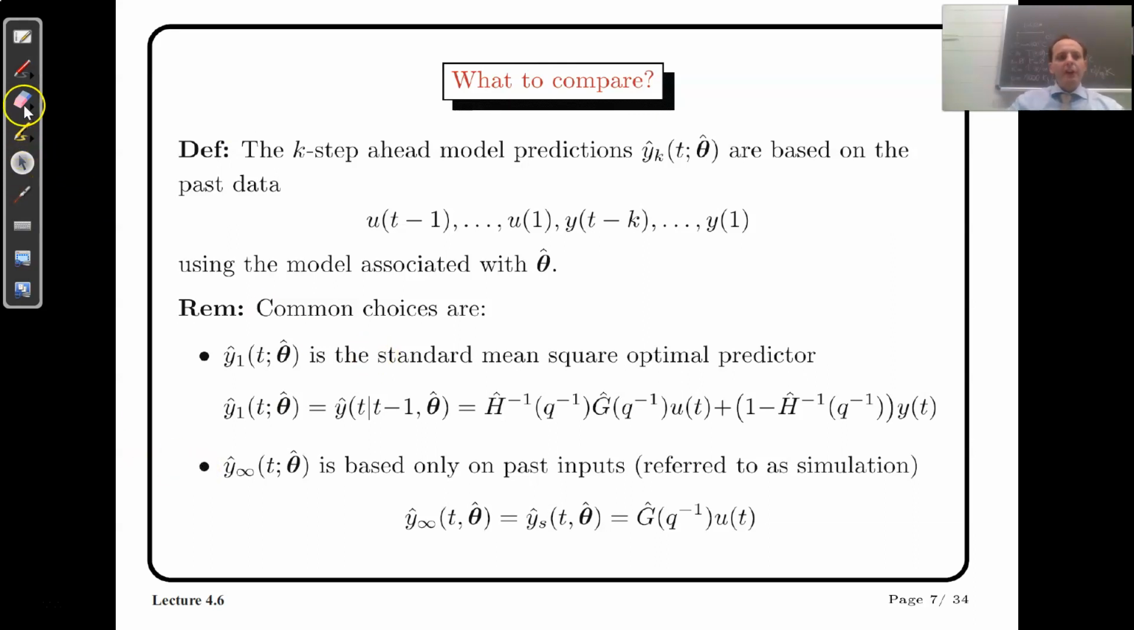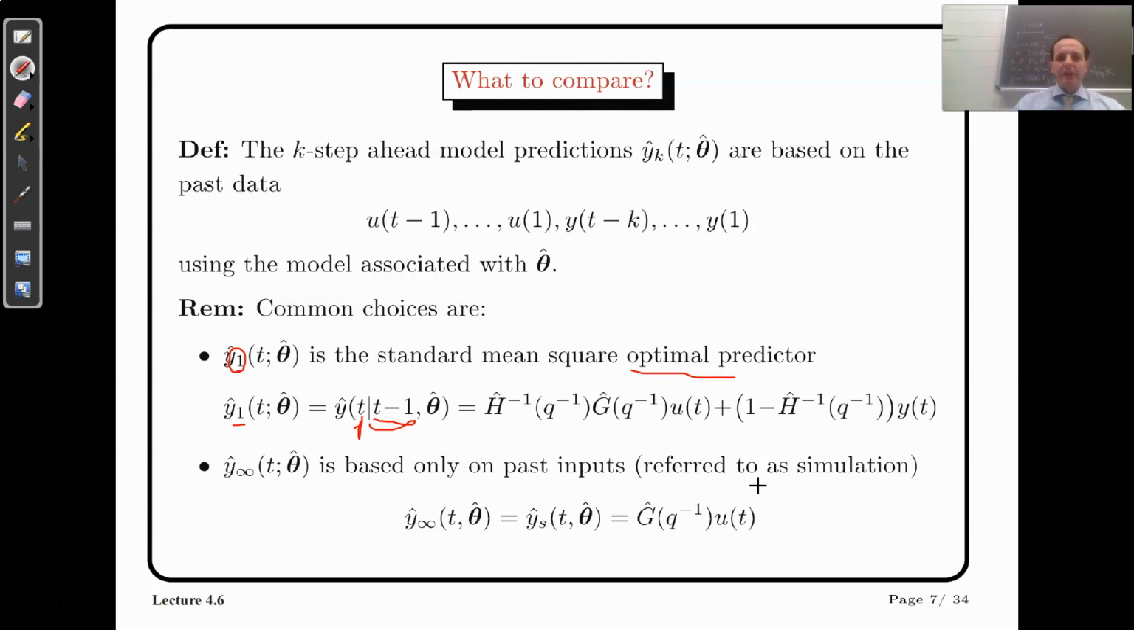And a common choice is to have the one step ahead prediction, and then you compare the minimum square error, and you consider the one step ahead prediction obtained as we saw in the previous lecture. So using the data up to the instant t minus 1, you perform the estimation of your output at the instant t, and this is described by the optimal predictor, if you remember.